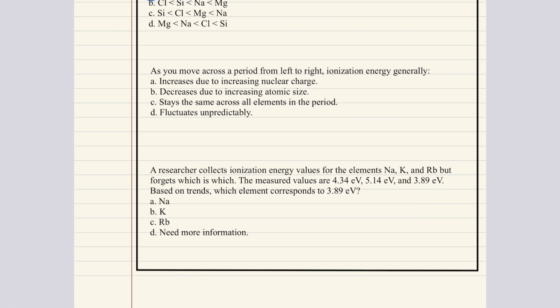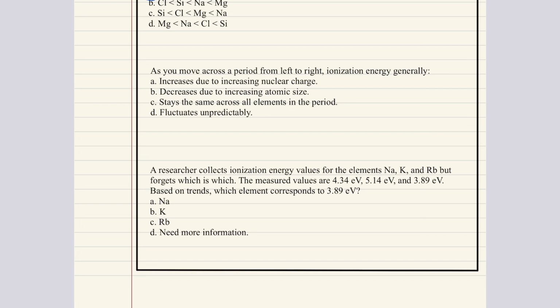The third problem says, as you move across a period from left to right, ionization energy generally blank. A says increases due to increasing nuclear charge. B says decreases due to increasing atomic size. C says stays the same across all elements in the period. And D says fluctuates unpredictably.